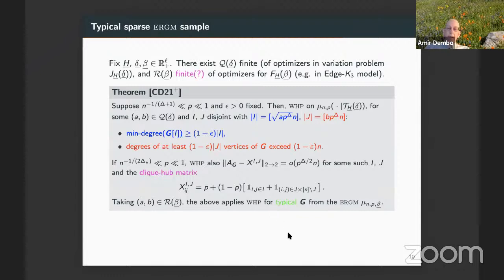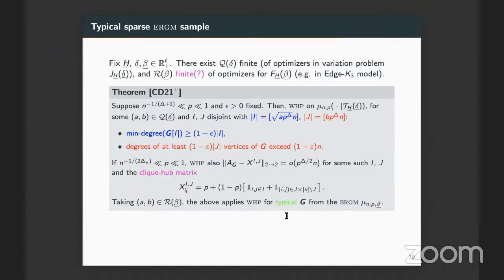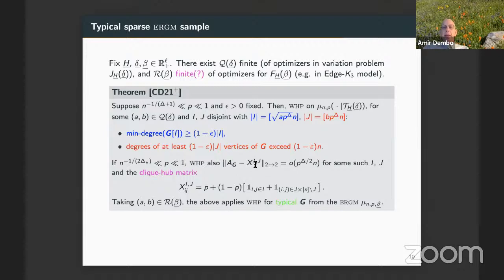Spectral norm is Hilbert-Schmidt, or what is spectral norm? Spectral norm here is the maximum of the quadratic form; these are symmetric matrices. It's the size of the largest eigenvalue in absolute value.